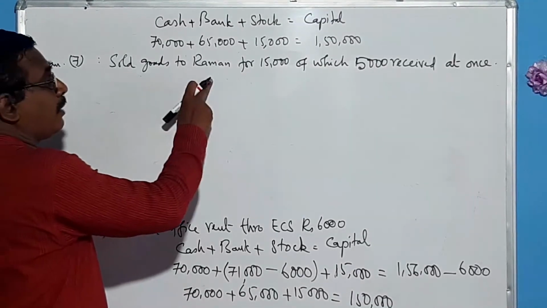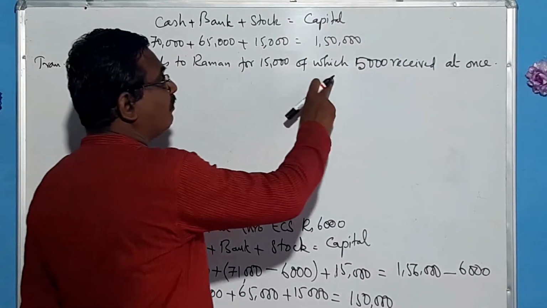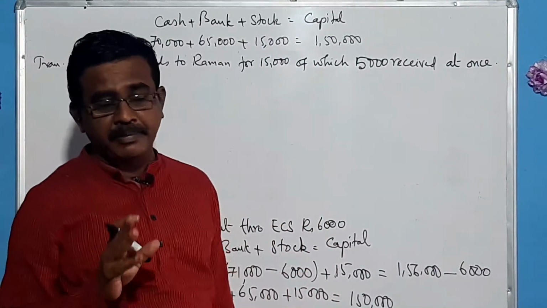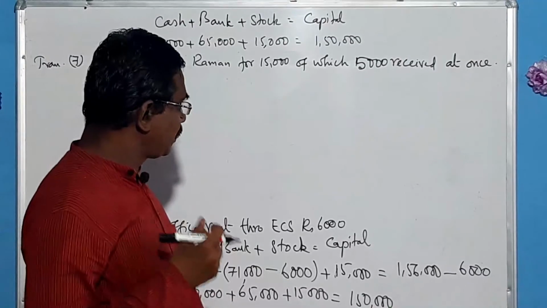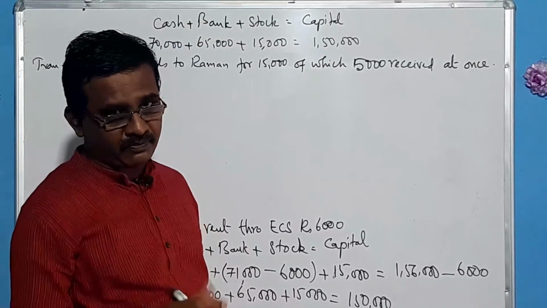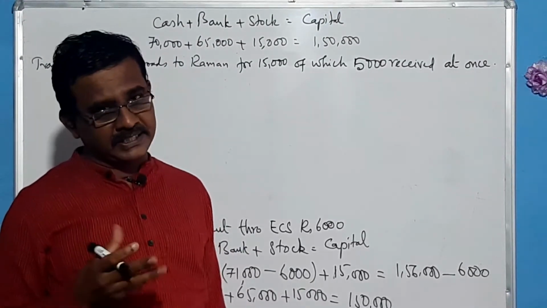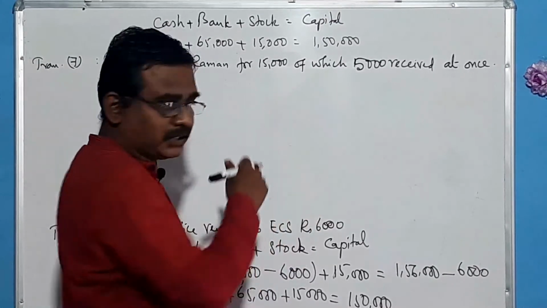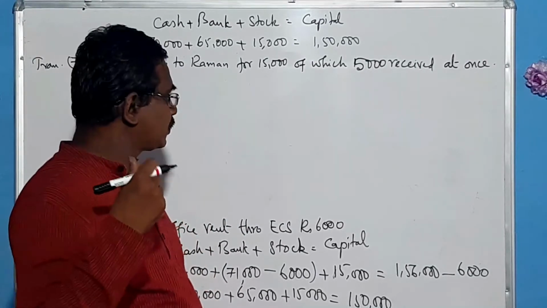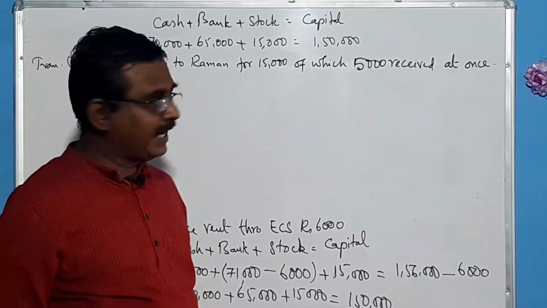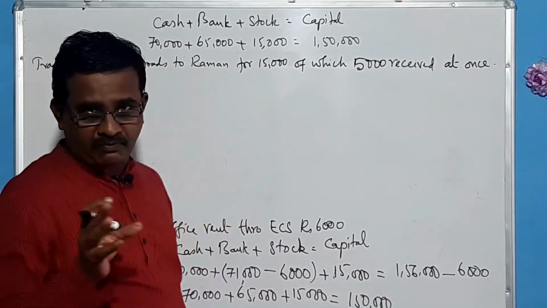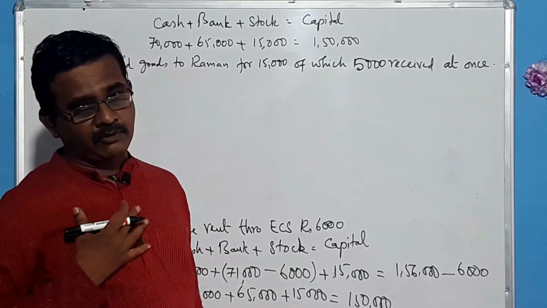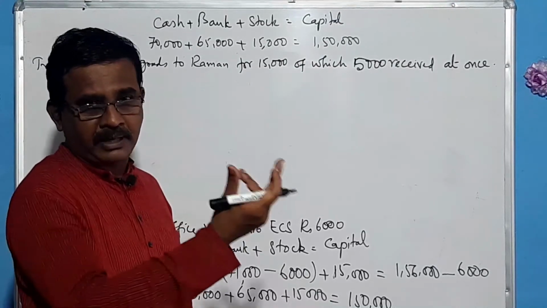Sold goods to Raman for 15,000, of which 5,000 received at once. You must understand the meaning of the transaction. We have sold goods worth rupees 15,000. Its real worth is not given. So we have taken 15,000 worth goods from stock, and it was sold for 15,000, but Raman has paid only 5,000, and the remaining 10,000 is with him. We have to collect that 10,000 from him later on.